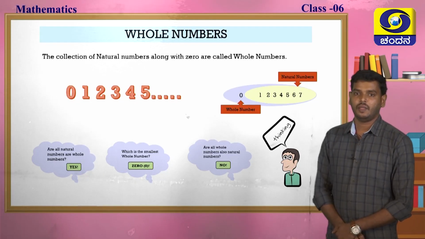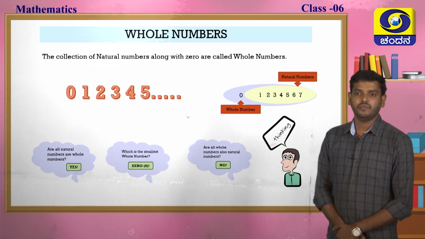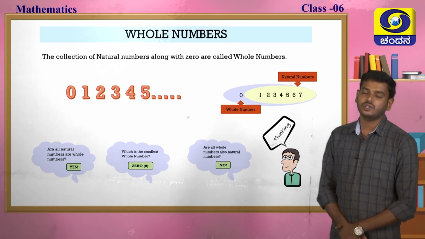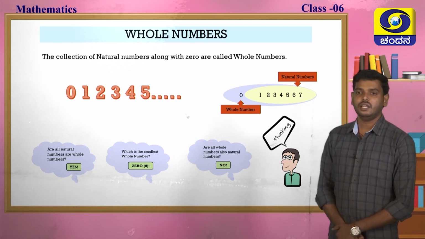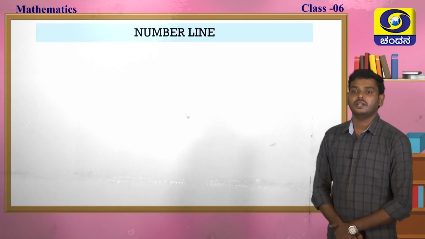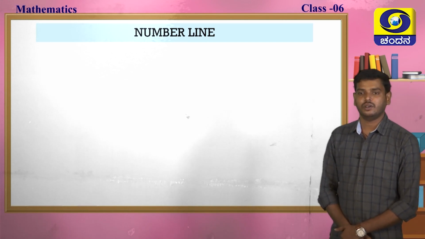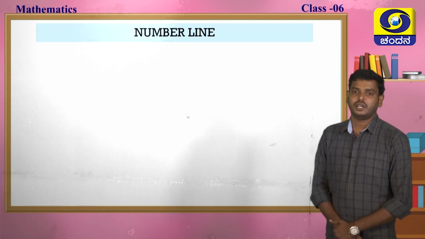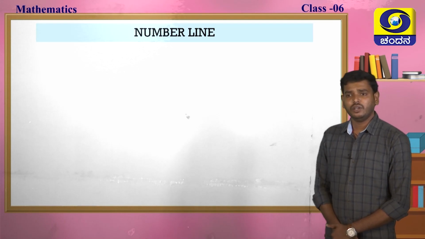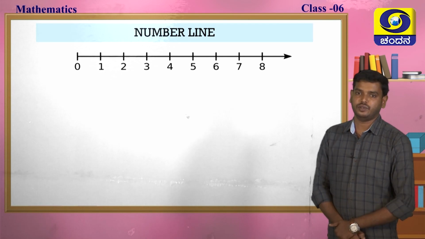Understood, children? About the whole numbers we have studied. Whole numbers will start from 0, okay, and even with the help of the figure we have answered the questions. Then we will move to another slide, that is about the number line. This is a very interesting topic and a very important concept from the chapter whole numbers. You have already learnt about the number line in your previous class, children.